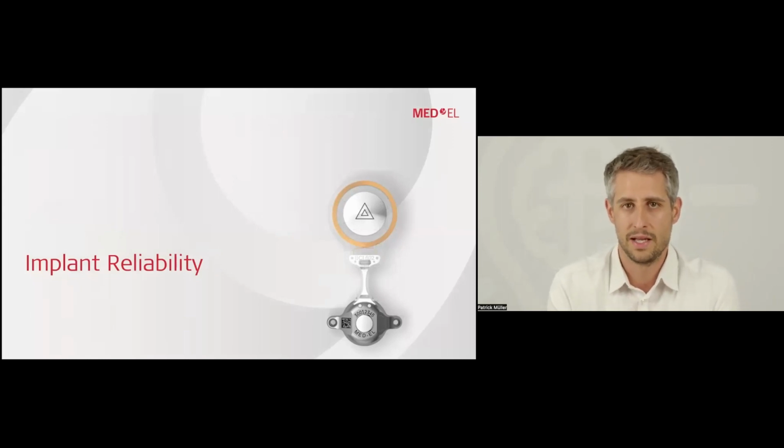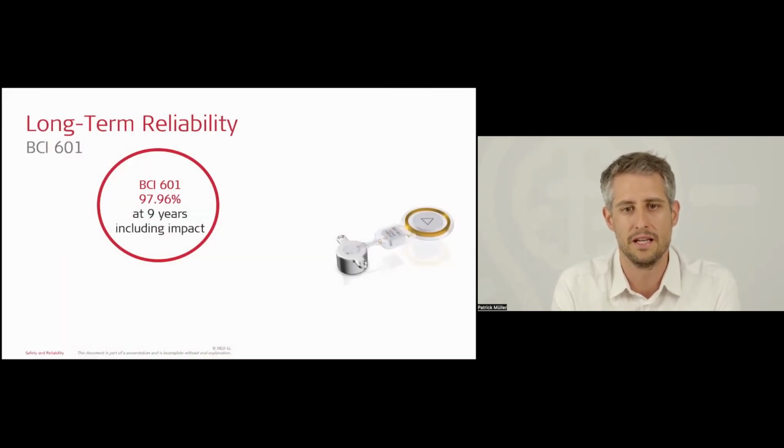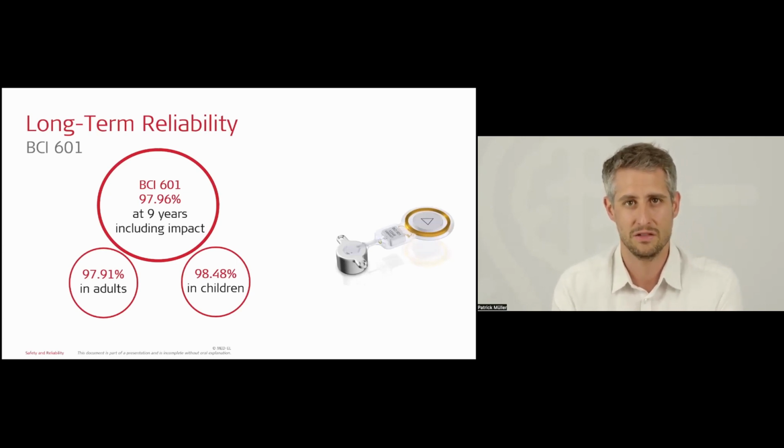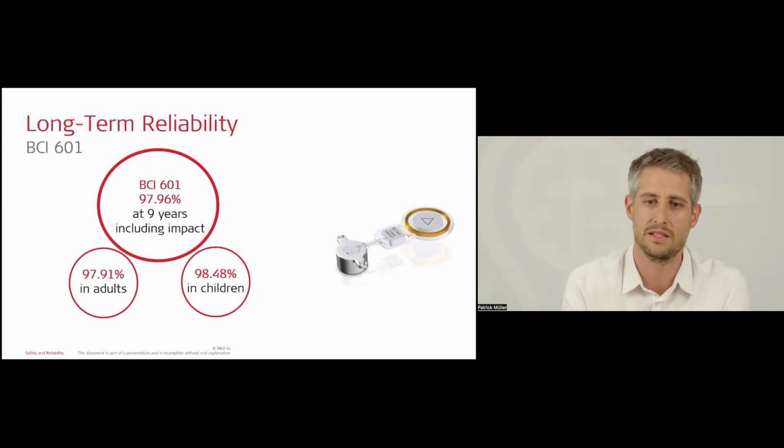Let's start with implant reliability, so the technical reliability of the device. Here we already have 9 years of data available for the first generation of the Bonebridge system, which is the BCI 601. And we are very happy that even after 9 years, we have very high cumulative survival rates, which are almost 98% for the Bonebridge. And we are also really happy that for children, this number is even higher. It's more than 98%. So you could expect that an active child, who might fall down on the implant site, could be prone to more defects in the implant, but this is definitely not the case, as we can see here from the numbers.